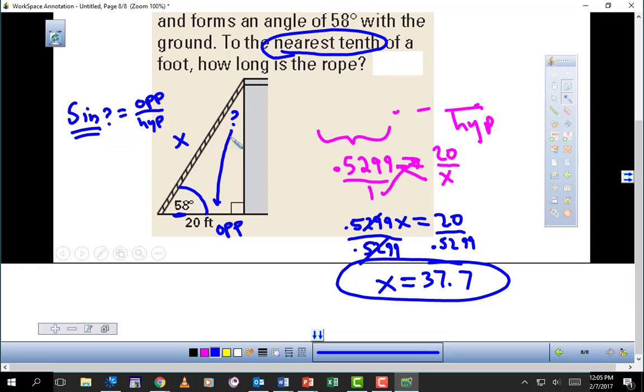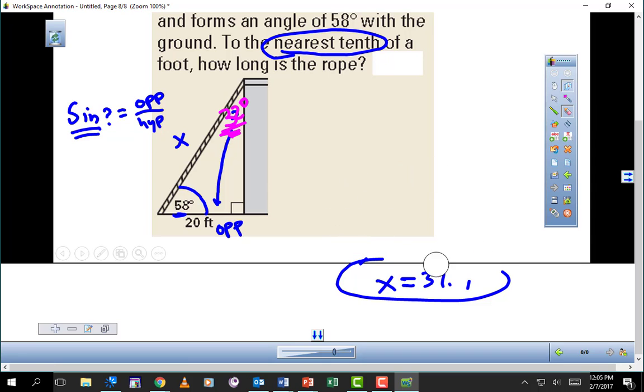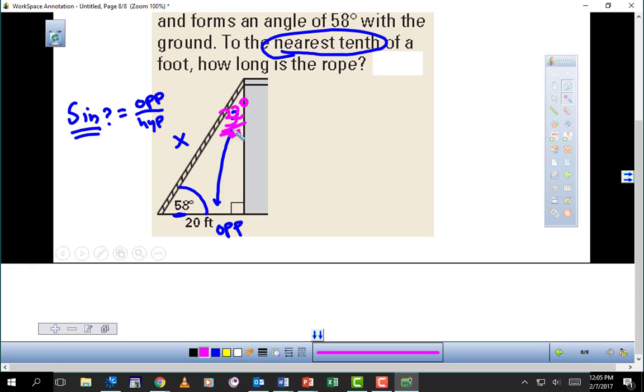What's this angle? It's 32, right? It's complementary, so it has to add up to 90. So that angle up there has to be 32 degrees. Keep that in mind. If I want to use this angle, I could, and now I could use the sine instead of the cosine. You may have to do this from time to time. So just be aware that you could use the sine also if you find the other angle up here.